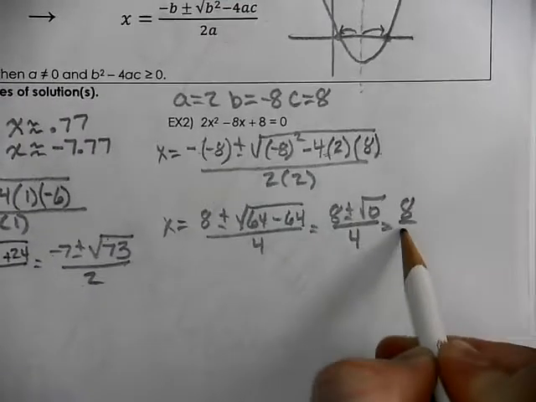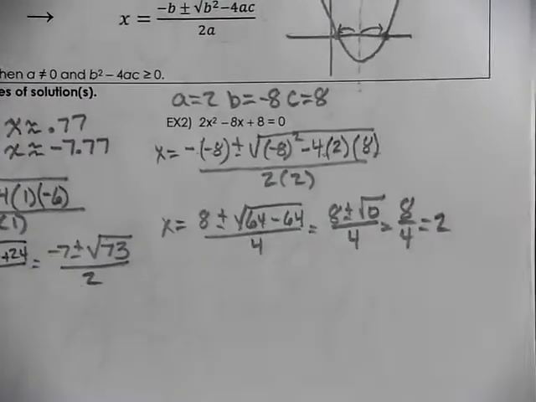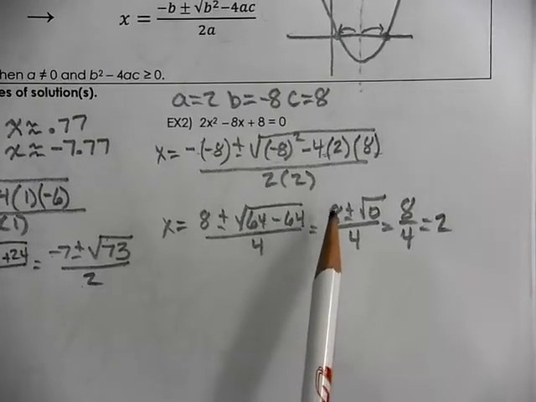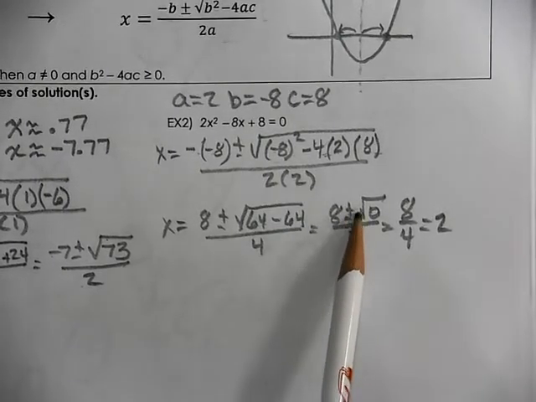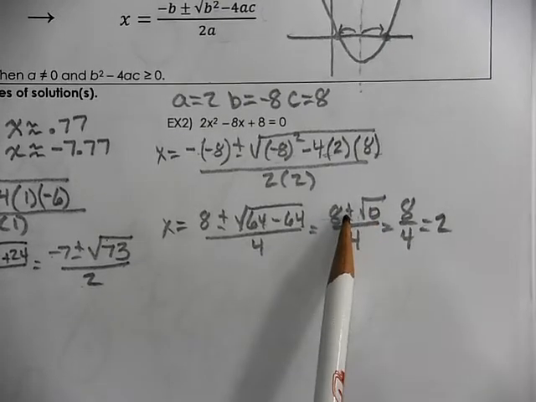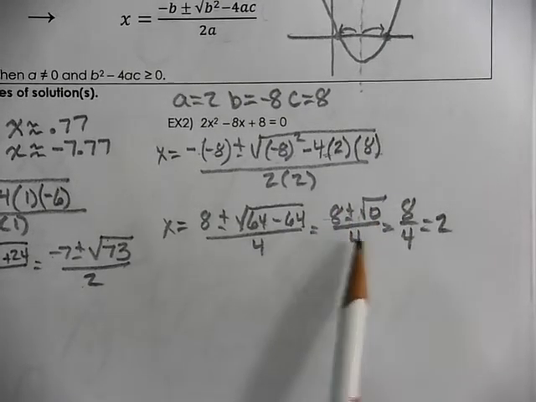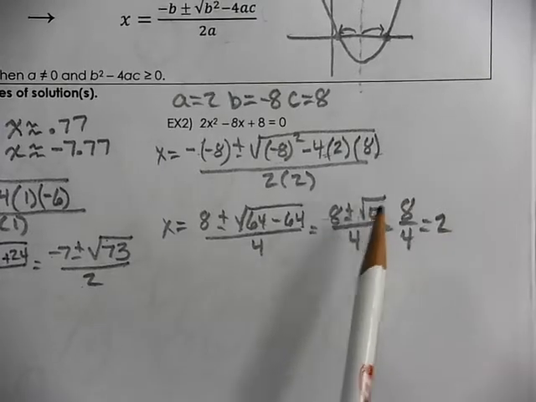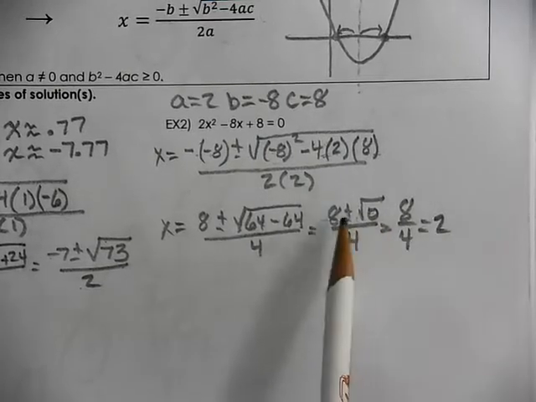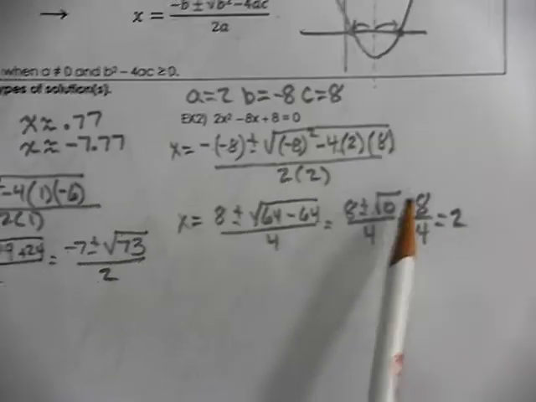So that's just 8 over 4. So that's the value of 2. You got one single answer. Notice why we got one single answer. We have 8 plus or minus the square root of 0. 8 plus or minus nothing. So it's just 8. 8's being divided by 4. You get one single answer if your value inside the radical is a 0. One answer if it's a 0, because you're adding and subtracting nothing.